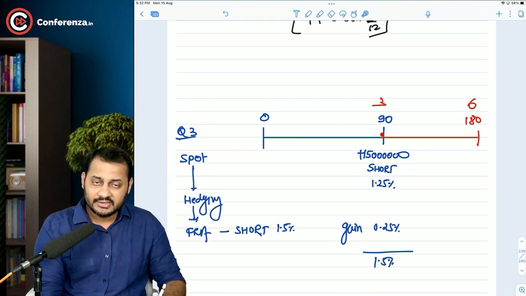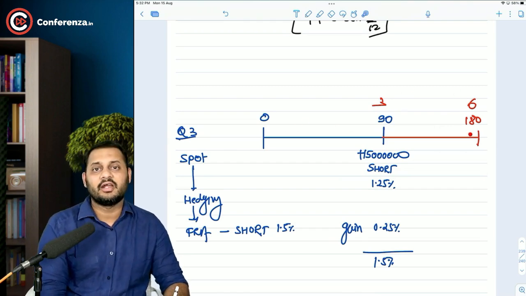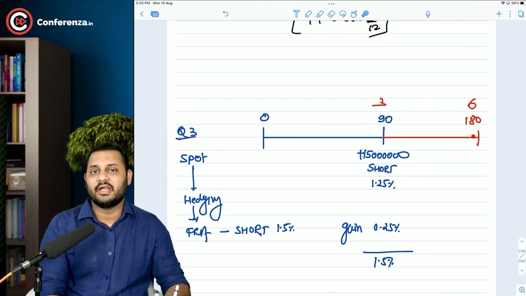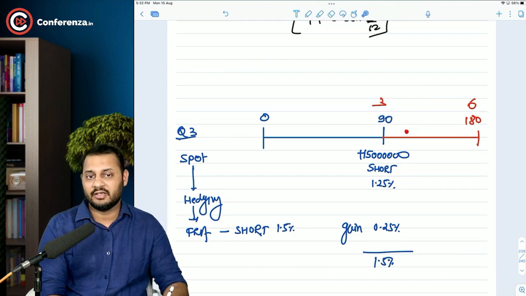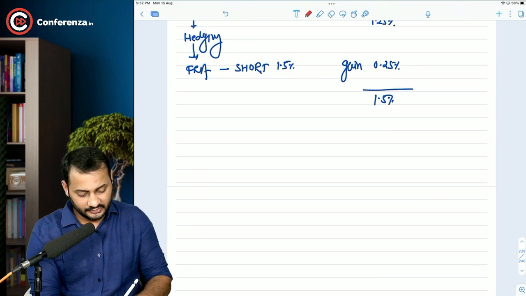After 90 days, we are investing for a further 90 days. We are investing for 90 days. So 0 to 90 is 3 months, and 0 to 180, 90 plus 90, is 180 days. So this will be called, understand, the second part.